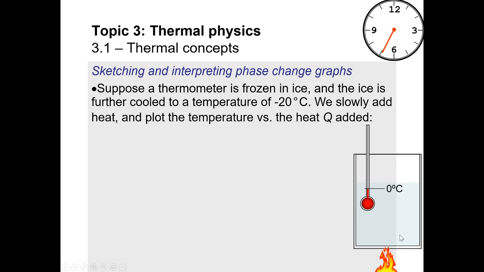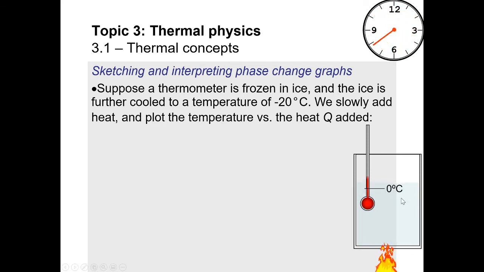Once we hit 0, now the ice can melt. But heat will still get added until all of the ice melts into water. And until all the ice finishes melting into water, the temperature remains at 0 degrees Celsius. Once all the ice has melted into water, now the heat that's added can go towards, oh, sorry guys, for some reason, it's going backwards, my apologies.